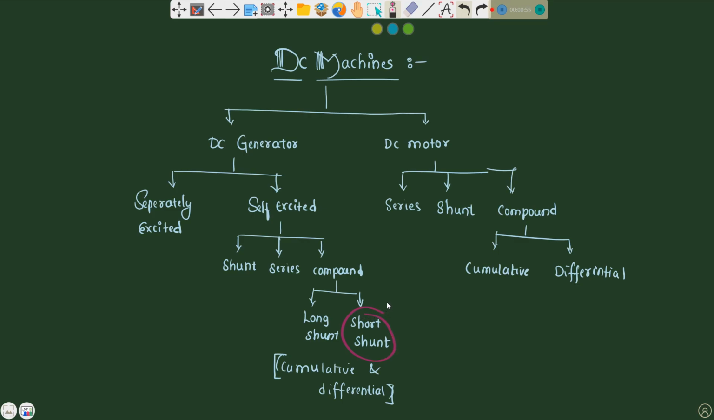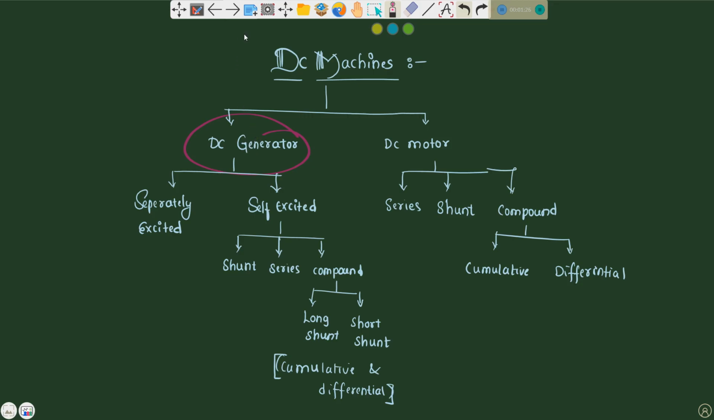Okay, similarly we have DC motors: DC series motor, DC shunt motor, DC compound motor. In this DC compound motor we have cumulative compound and differentially compound DC motors. We'll see all these in detail in upcoming classes. For the time being we are just going to study firstly the DC generator.